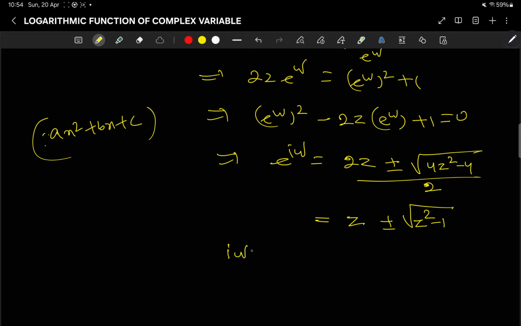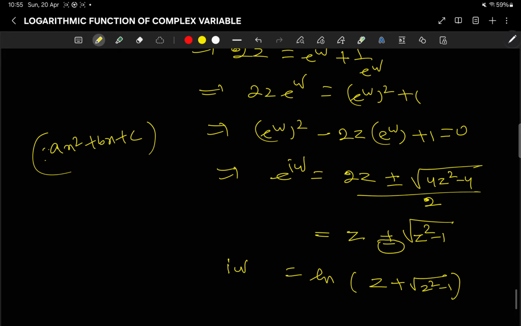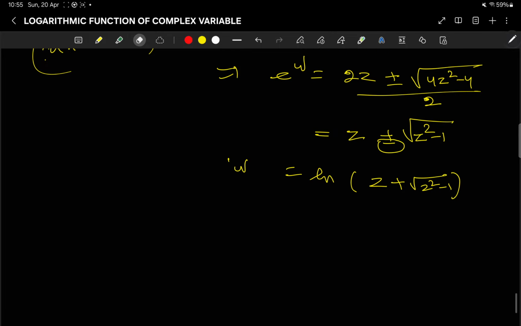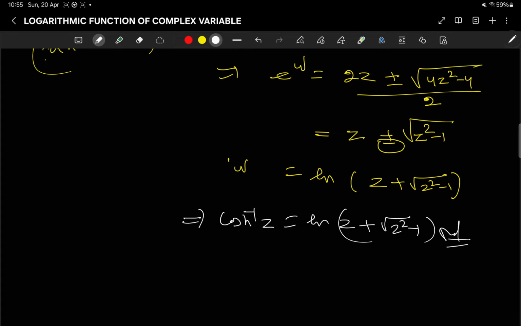So what is your w? w is equal to ln of z, omitting the negative sign, plus root over of z square minus 1. Here it is e to the power w, there is no i. So w is equal to this. So that means cosh inverse z is equal to ln of z plus root over of z square minus 1. So it is proved.